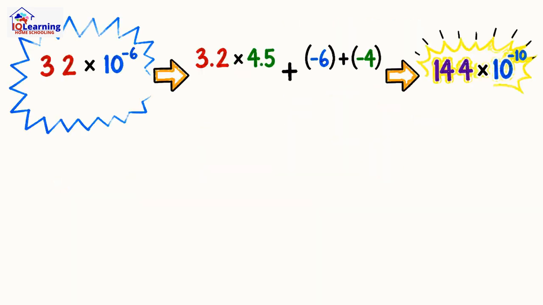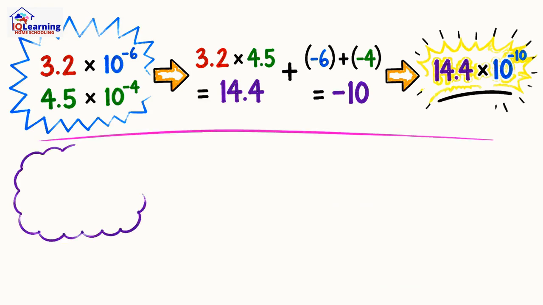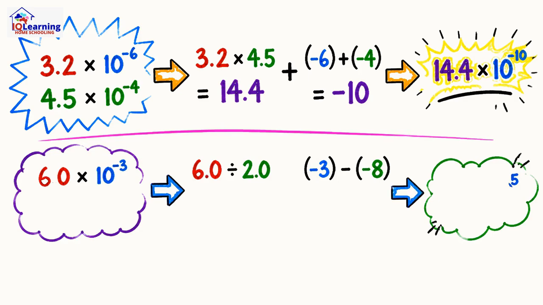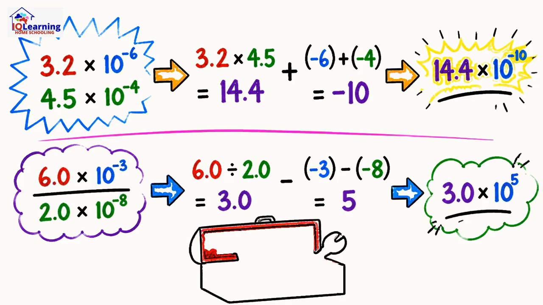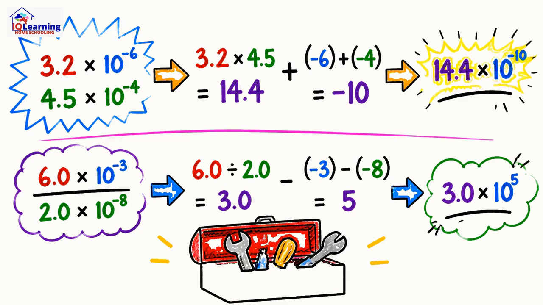But the real power is in calculations. To multiply two of these tiny numbers, forget counting zeros. Just multiply the front parts and add the powers. To divide, you subtract the powers. It transforms a potential nightmare of errors into a simple two-step process.